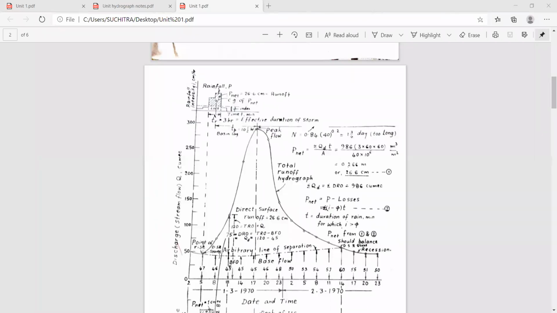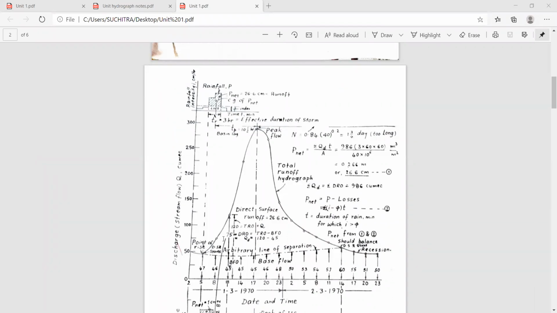Now, you have to separate the base flow from the observed total runoff hydrograph. These components are known as the base flow ordinates, abbreviated as BFO. You have to deduct the base flow ordinates from the total runoff ordinates in order to get the direct runoff ordinates. So the direct runoff ordinates is nothing but the vertical height from this point to this point. So this is known as the direct runoff ordinates.